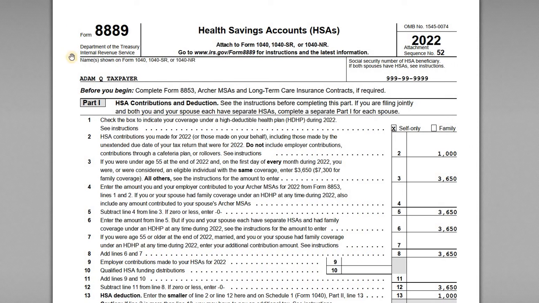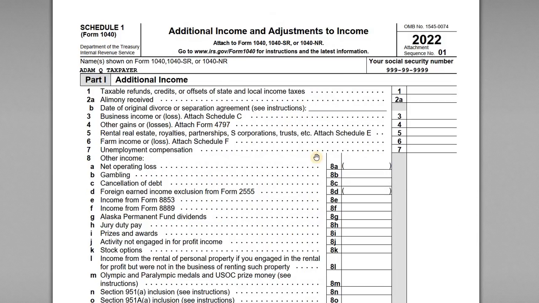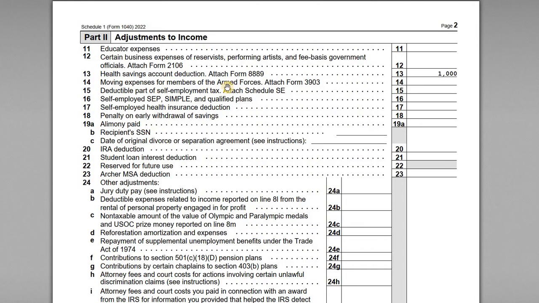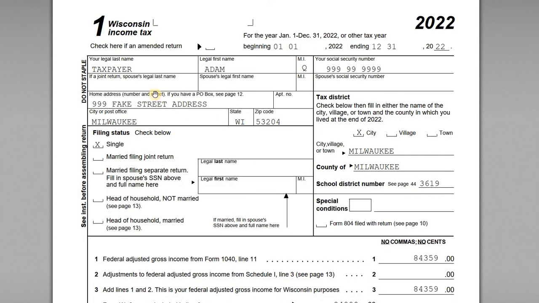Now, the 8889 is the HSA reporting. So he has self-only coverage, right? He's a single filer, and he's not married, no dependents. And he did put $1,000 into that HSA. So he got an HSA deduction at the federal level for $1,000, which is reported up on Schedule 1 in Part 2. So we do have a reduction for that health savings account contribution. Now, on to the Wisconsin return, right? So Wisconsin return, starting at the top here, just information on the taxpayer, himself or herself.